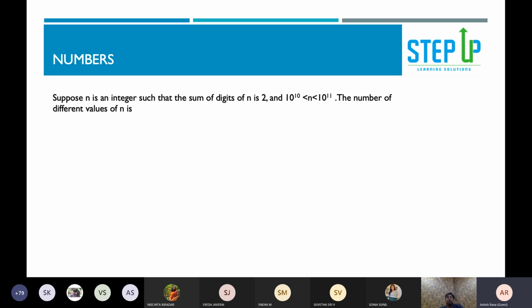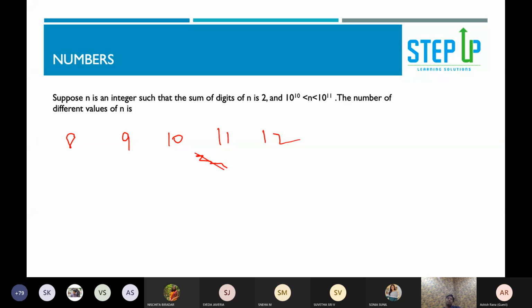Right, so the question is: suppose n is an integer such that the sum of digits of n is 2, and the number lies between 10 power 10 and 10 power 11. Quite a large number, but the sum of digits of n is 2. The number of different values of n is how much? I give you options as well. Is it 8? Is it 9? Is it 10? Is it 11? Or is it 12?